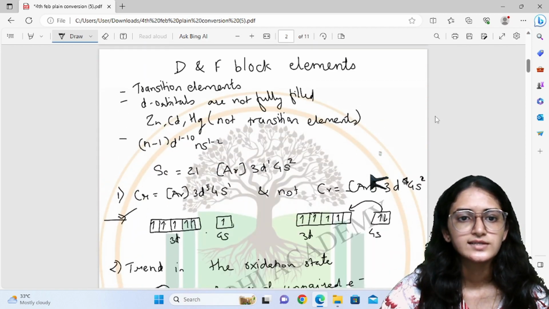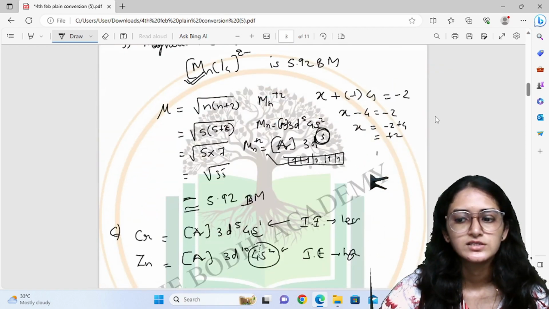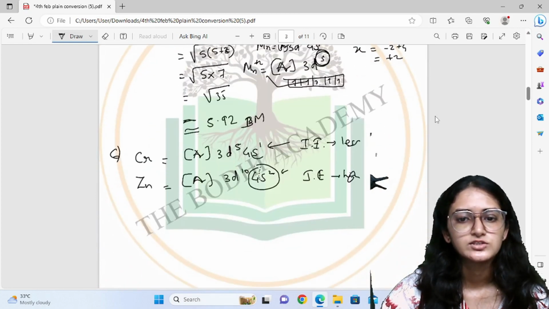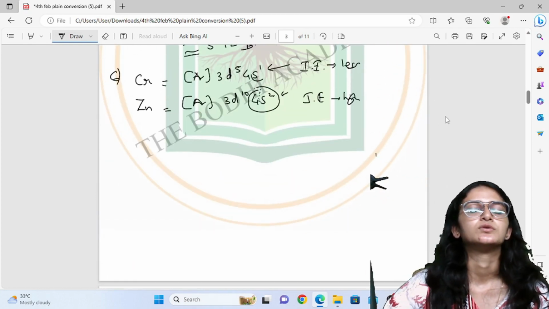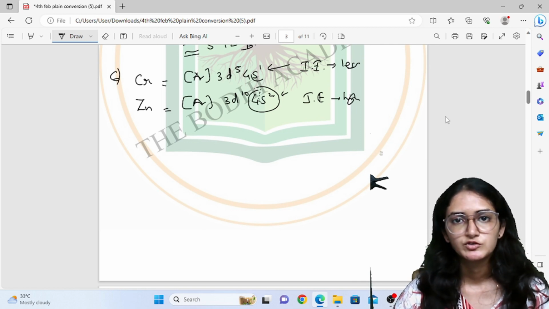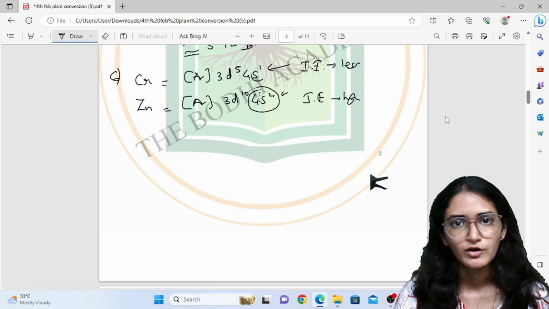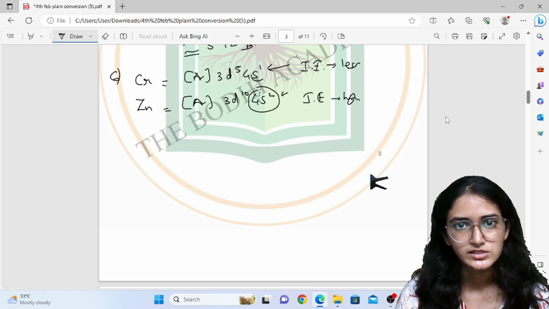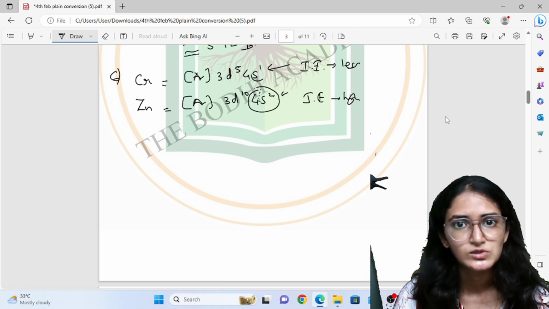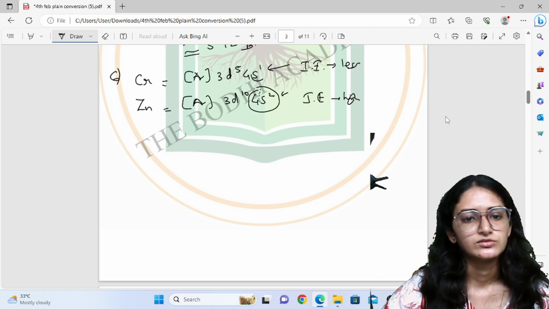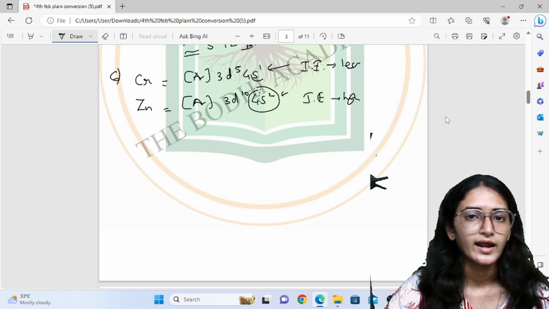These are some of the important questions that we have discussed just now. You have to practice more from this chapter, because there will be other questions asked on other trends. We have just discussed ionization enthalpy and oxidation state, so they might ask on atomic size also. Let me discuss one from atomic size.